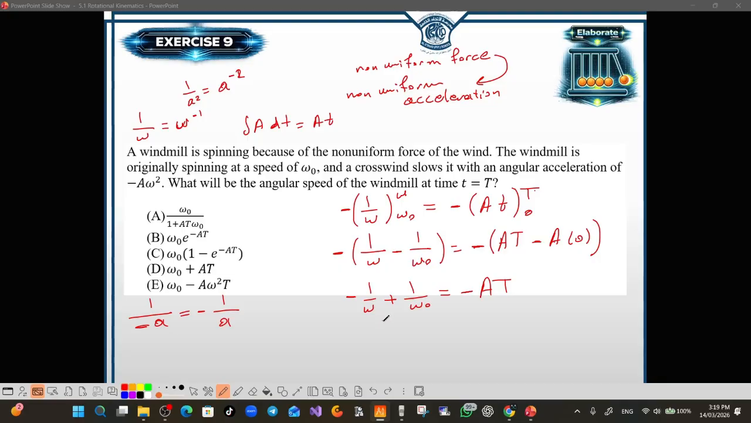Now, since we are looking for the final speed, this is the final angular speed, we move everything else to the other hand side. So minus 1 over omega equals minus a t minus 1 over omega 0. Now, it's better to make the left-hand side positive, so we will multiply both sides by minus 1. So 1 over omega equals minus times minus a t is a t. Minus times minus 1 over omega 0 is 1 over omega 0.